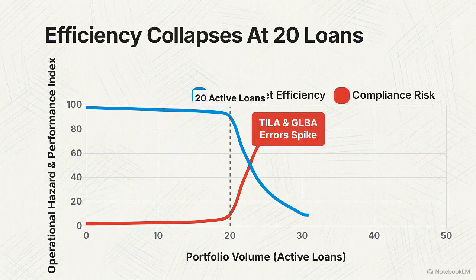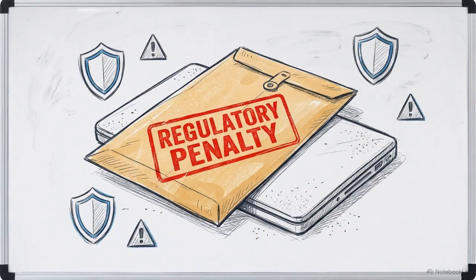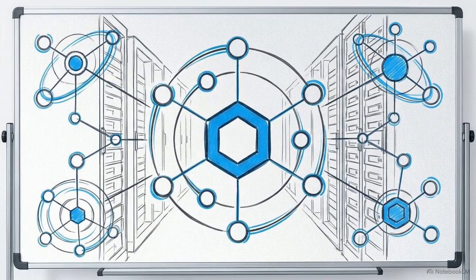At that same threshold, your exposure to compliance errors regarding TILA and GLBA spikes exponentially. Manual disclosure calculations fail under volume. Past 20 loans, avoiding software stops saving you money. The spreadsheet transitions into an active operational liability that risks regulatory fines and stalled growth. Moving your portfolio to a dedicated loan management platform is the necessary next step.